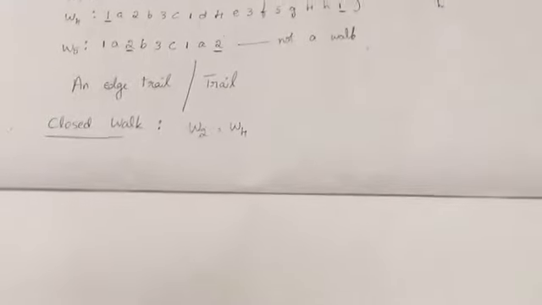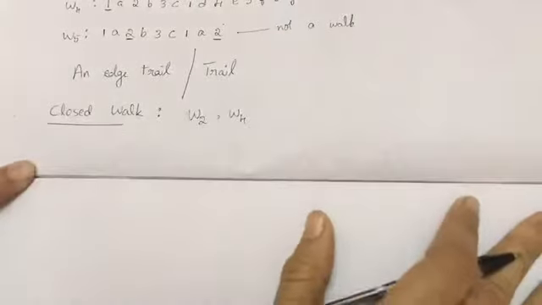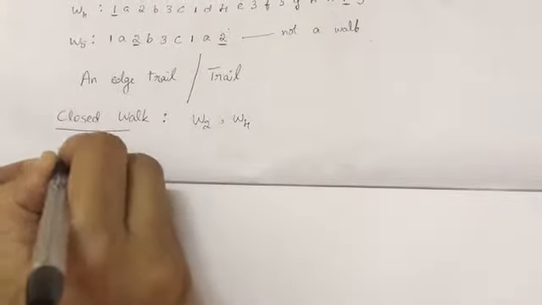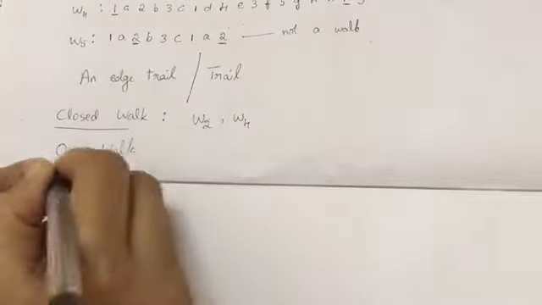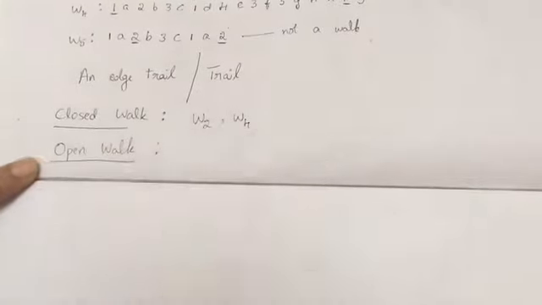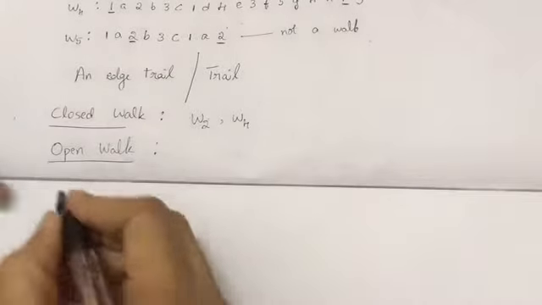Next is open walk, which is not a closed walk. A walk which is not closed is called an open walk, and an open walk in which no vertex appears more than once is called a path.